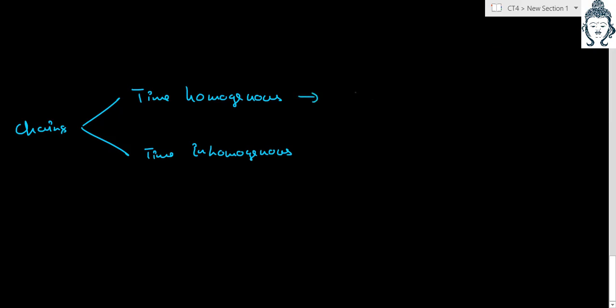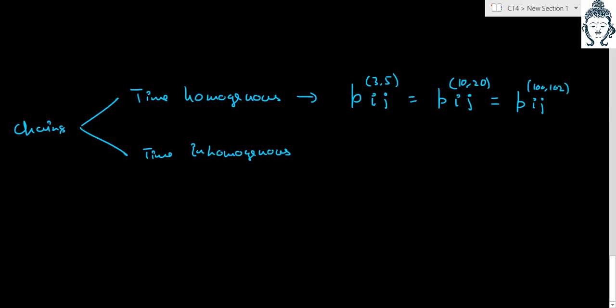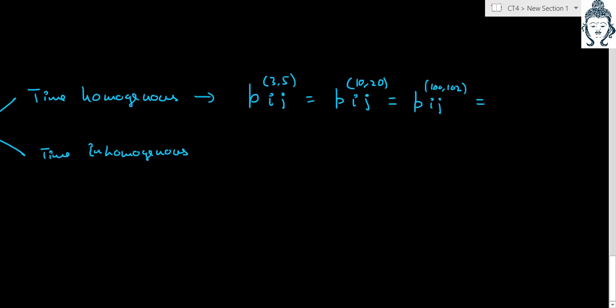For a time homogeneous Markov chain, the probability of transitioning from any state I to J from time 3 to 5, that is over a span of 2 years, would be the same as the probability of transitioning from state I to J over the span of 2 years, let's say from time 10 to 12, and it would be the same as the probability of transition from 100 to 102. If the duration is equal, if it is just 2 years, it is just the same. This would be the same as the probability of transition from time 0 to 2, right? So in all these cases the gap is 2 years.